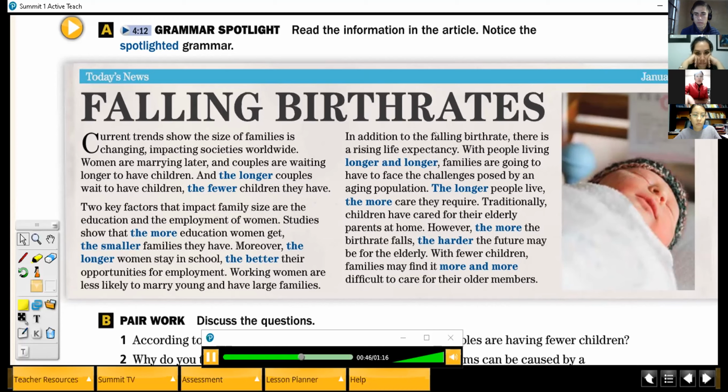In addition to the falling birth rate, there is a rising life expectancy. With people living longer and longer, families are going to have to face the challenges posed by an aging population. The longer people live, the more care they require. Traditionally, children have cared for their elderly parents at home. However, the more the birth rate falls, the harder the future may be for the elderly. With fewer children, families may find it more and more difficult to care for their older members.